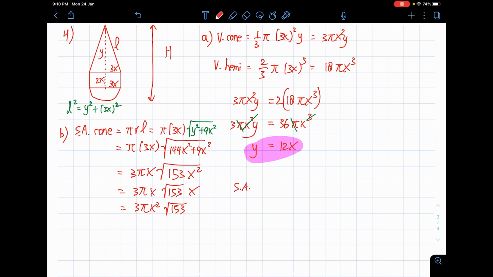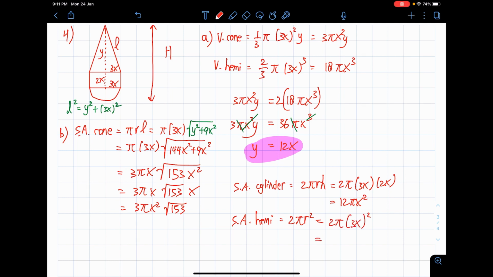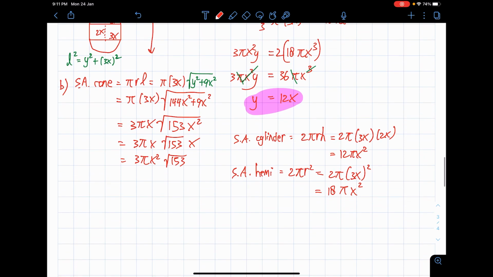Anyway, surface area of the cylinder, just the outer part, so it's 2 pi r h. Should be quite easy. 2 times pi, the radius is 3x, the height is 2x. I got 12 pi x square. And the surface area of the hemisphere, 2 pi r square. So I got 2 times pi times 3x bracket square, which is 18 pi x square. So they say that the total area is 300. I'm going to sum everything here. That's a lot of things.